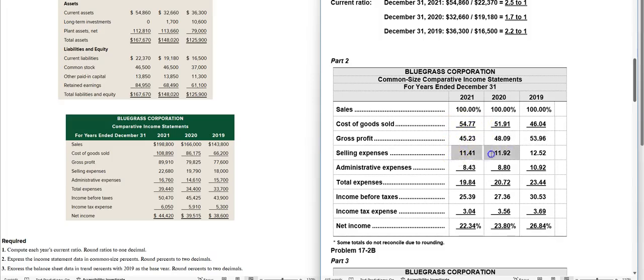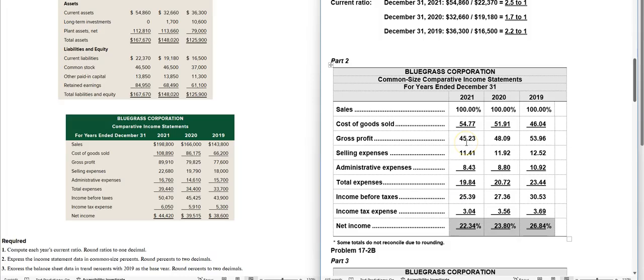Okay, we can see trends. It looks like our selling expenses are trending down. Admin expenses are trending down. So total expenses are trending down in the operating activities area. I can see that overall my net income as a percentage of my revenues has decreased over the years.